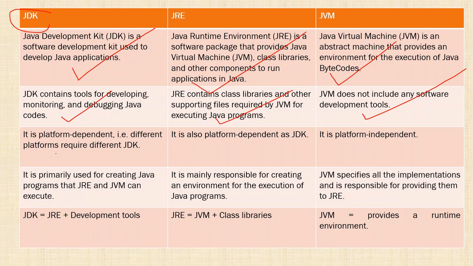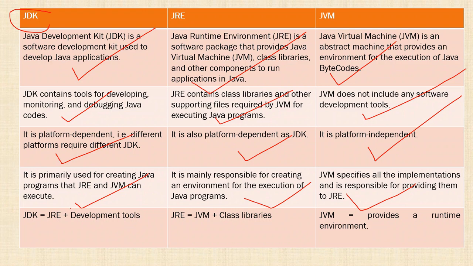The JDK is platform dependent, that is, different platforms require different JDKs. The JRE is also platform dependent, like the JDK, but the JVM is platform independent. The JDK is primarily used to create Java programs that the JRE and JVM can execute. The JRE is mainly responsible for providing an environment for the execution of Java programs, and the JVM specifies all the implementation and is responsible for providing it to the JRE.